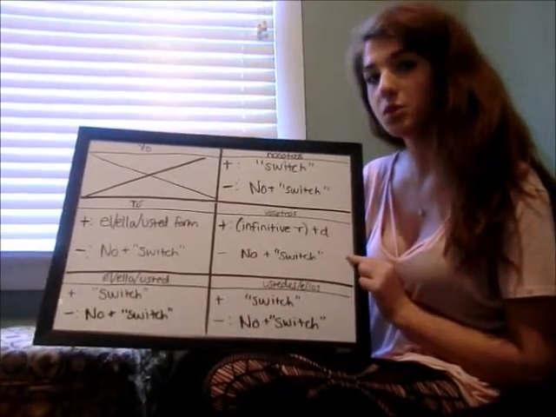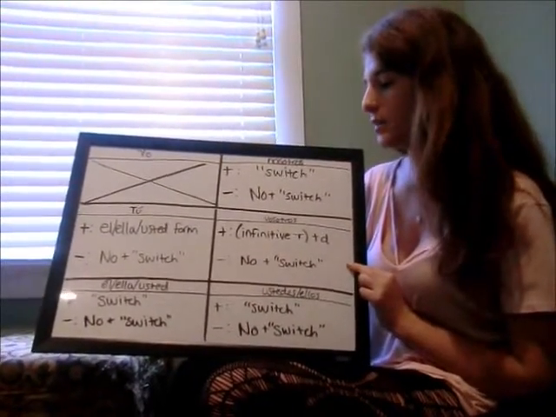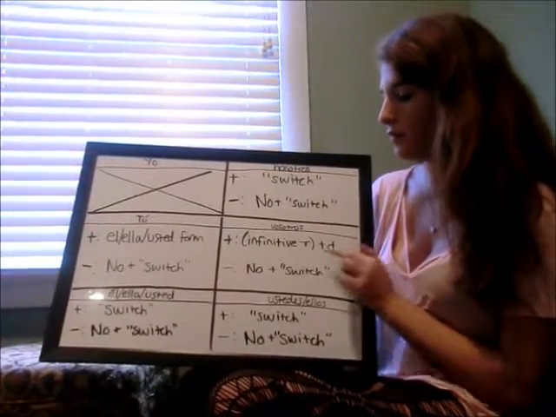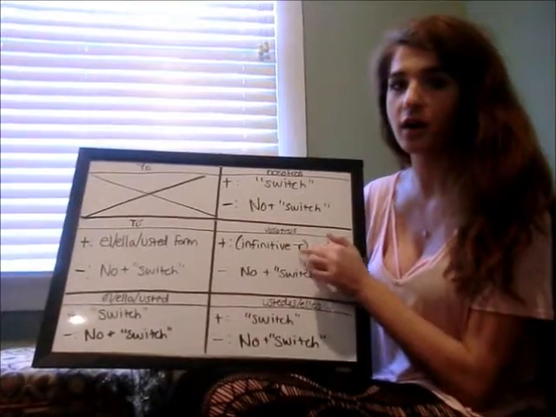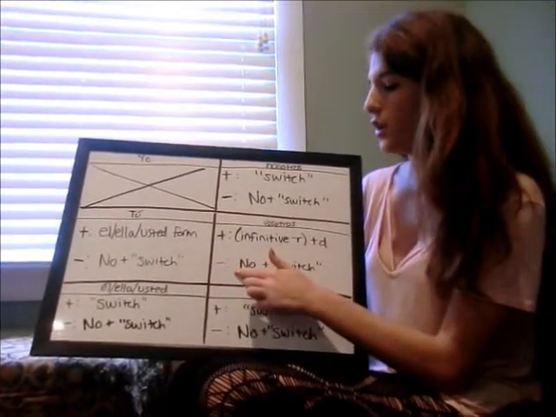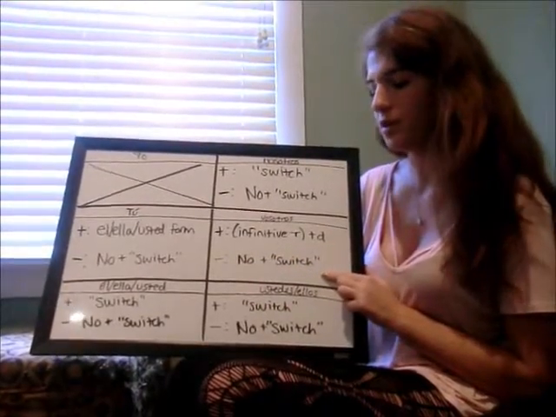Vosotros is more uncommon, it's only used in Spain, but in case it comes up, there are some exceptions for this rule. Positive imperative will be the infinitive verb minus the R and then a D. So for the verb hablar, it would be hablad. And the negative goes back to the typical procedure of no and a switch.